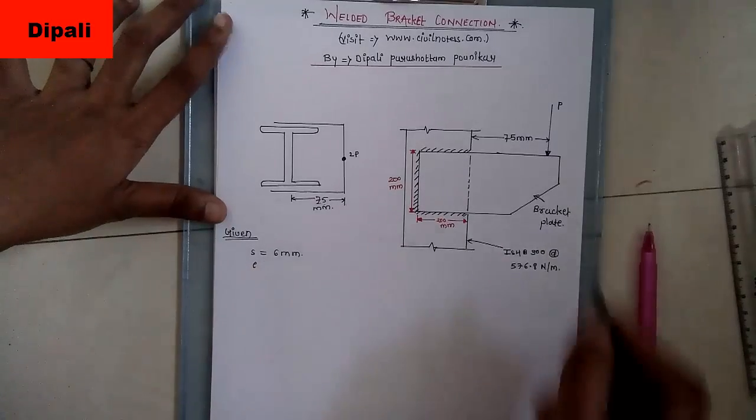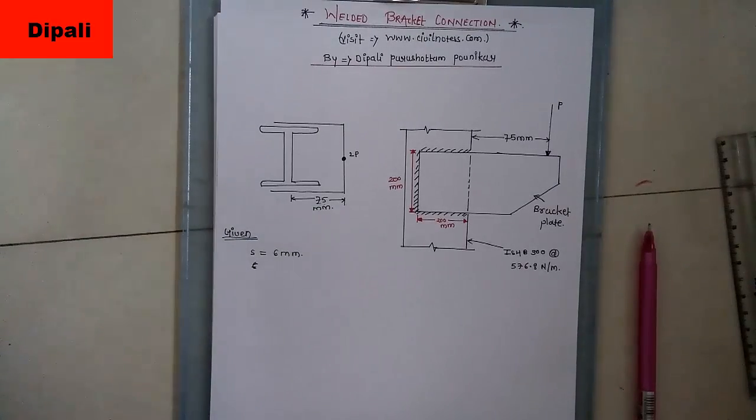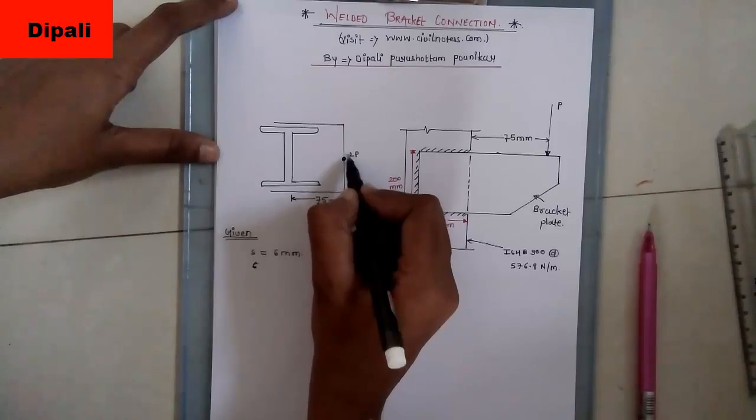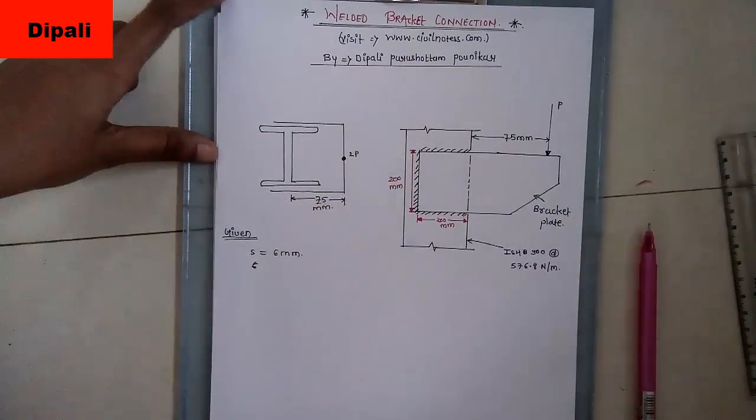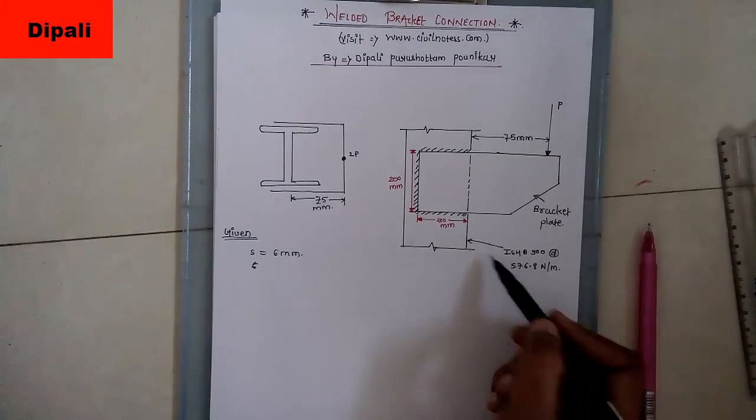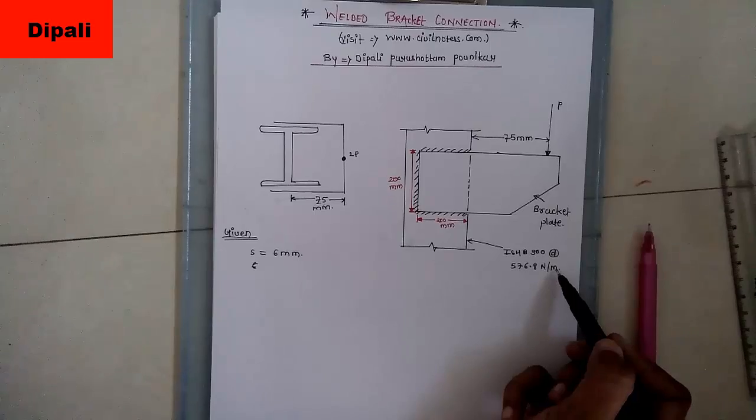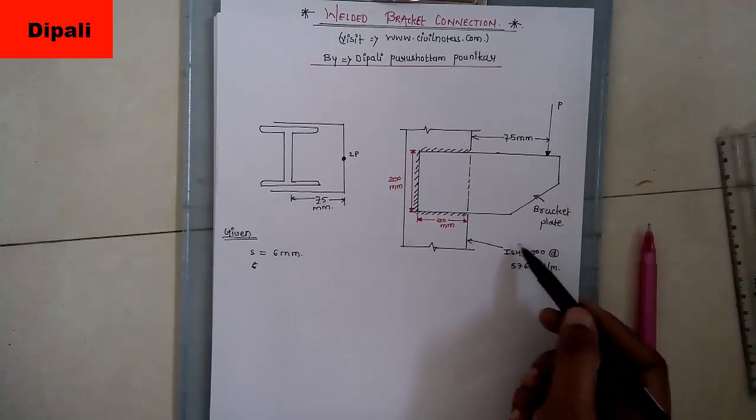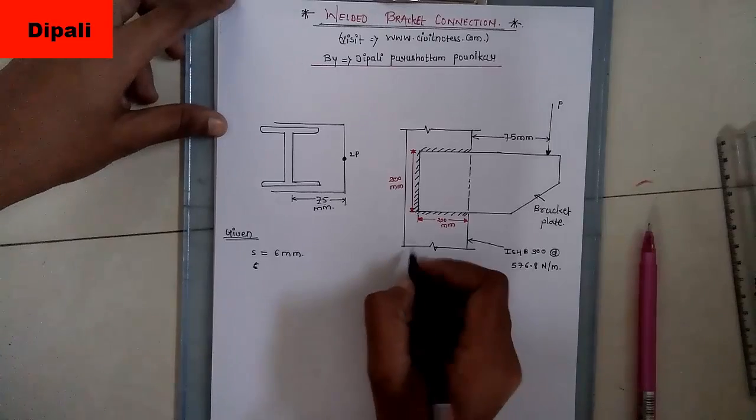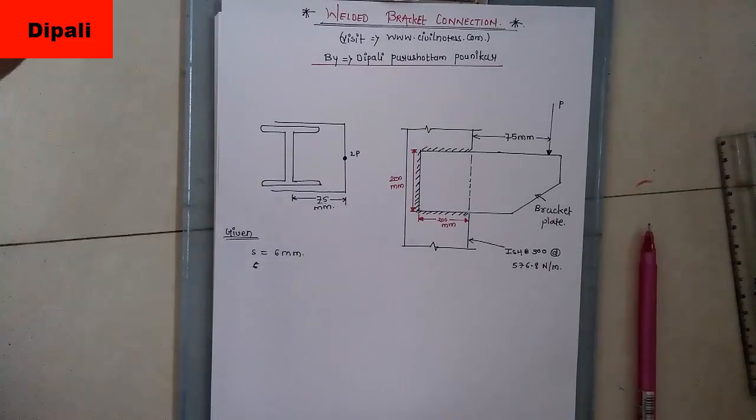Sorry, not the eccentric distance. After calculation, we get the eccentric distance from the flange of the column section. This 2P means the total load transmitted by the bracket connection through both flanges. And this is the ISHB 300 at 576.8 Newton per mm. With the help of this ISHB and the steel table, we get the gauge distance also.